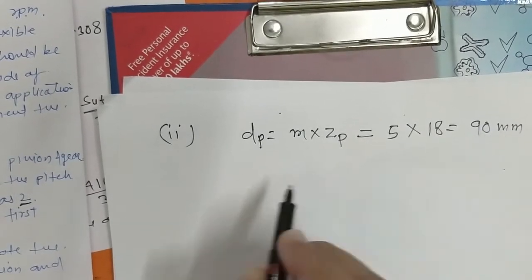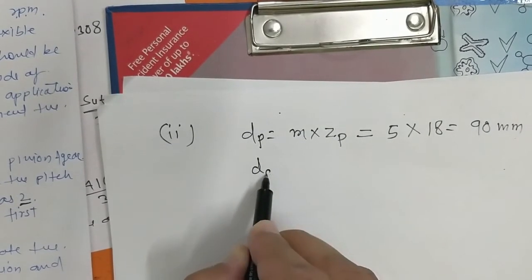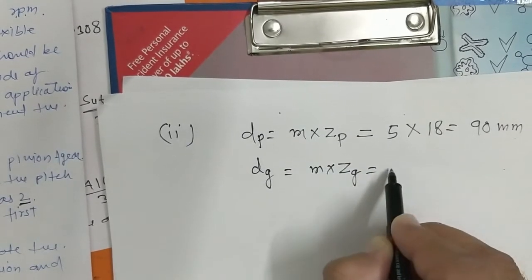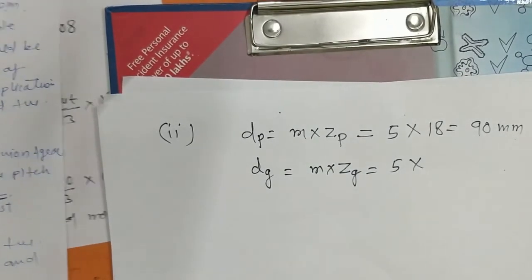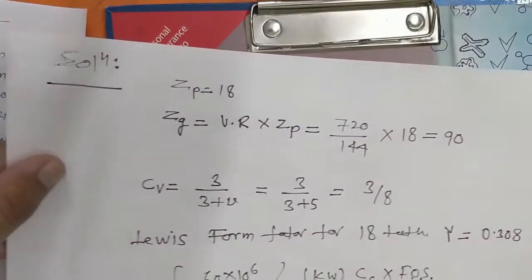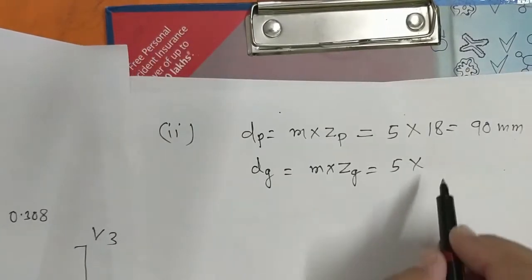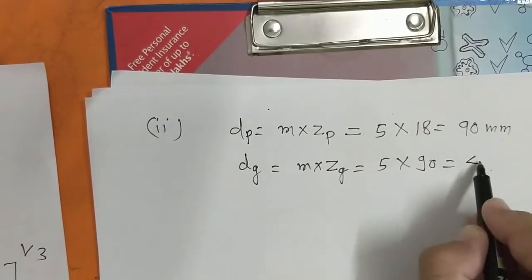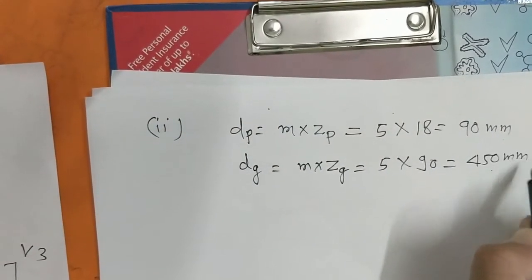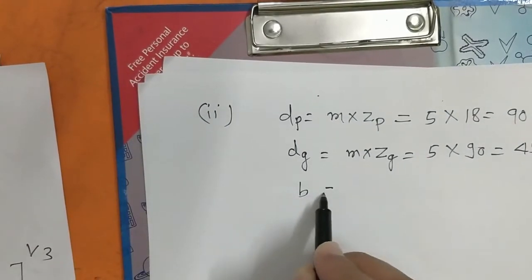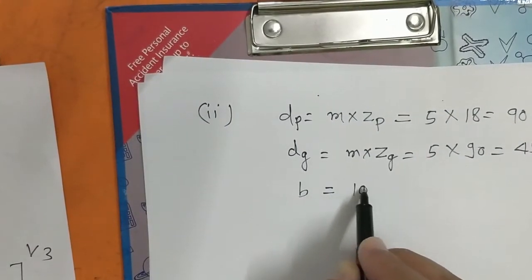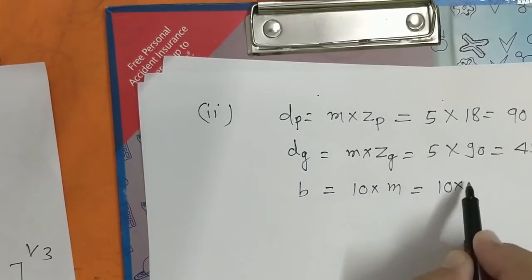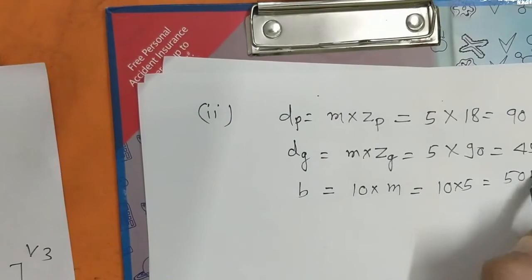90 mm, and pitch circle diameter of gear is m times the number of teeth on gear, so this is 5 and the number of teeth on gear is calculated as 90, so this becomes 450 mm. Now face width B is taken as 10 times the module, so this is 10 multiplied by 5, so 50 mm.